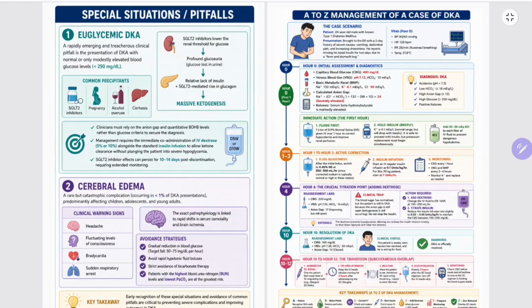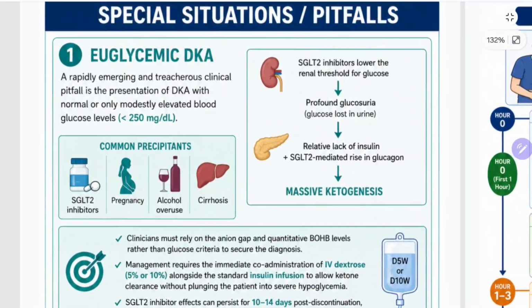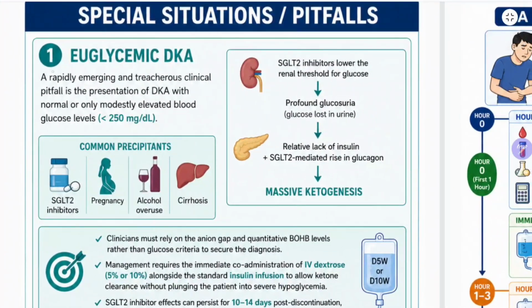Now, special situations and pitfalls in managing. One condition you already know, euglycemic DKA. A rapidly emerging and treacherous clinical pitfall is the presentation of DKA with normal or only modestly elevated blood glucose levels, less than 250 milligram per deciliter. Common precipitants are SGLT2 inhibitors, pregnancy, alcohol overuse, and liver disease, cirrhosis. So cirrhosis and alcoholic patients are one and the same, plus pregnant ladies and SGLT2 inhibitors. In these four conditions we can have euglycemic diabetic ketoacidosis.